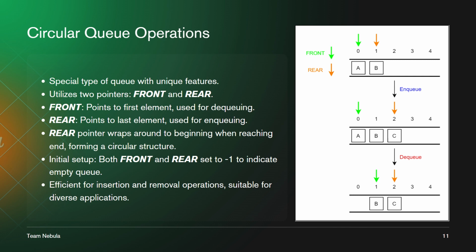when we enqueue. Now, here is the fascinating part. When the rear pointer reaches the end of the queue, instead of causing an error, it wraps around and starts again from the beginning. It's like going in a circle, hence the name circular queue. To make sure our pointers are ready to go, we initially set both front and rear pointers to -1. This signals that our circular queue is empty and has no elements.